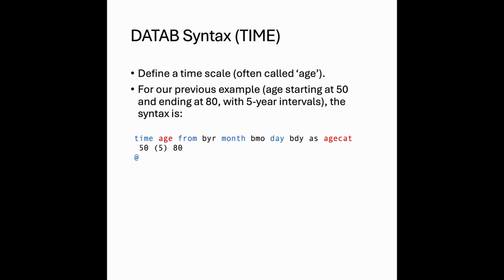We'll call this age. The statement continues with the keyword from, which requires a variable indicating the year. In our data set, that variable name is BYR, or birth year. Optionally, we can also include month and day keywords, followed by variables representing those values.